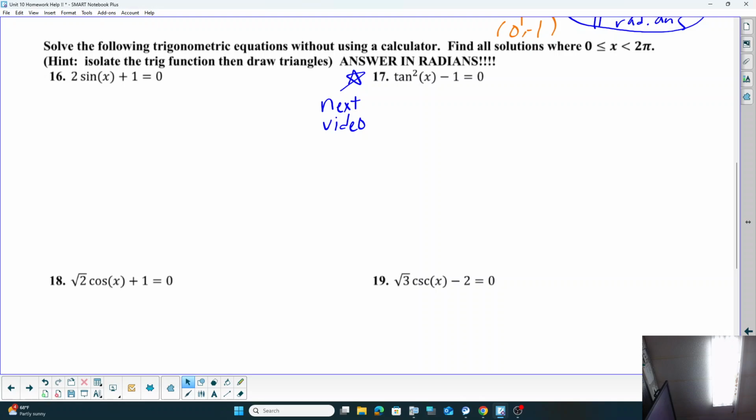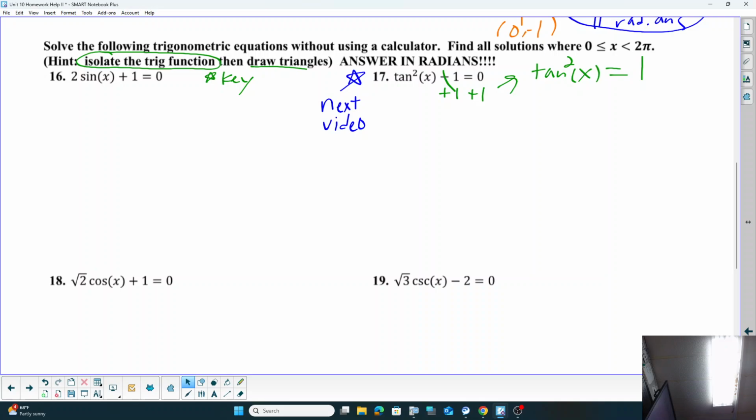Looks like you're going to have to solve these trig functions without using the calculator, finding all the solutions between 0 and 2 pi. Isolate the trig function, and then draw triangles. That's your key. So solve for tangent, isolate it. We're going to add 1 to the other side, so we get tangent squared of x is equal to 1.